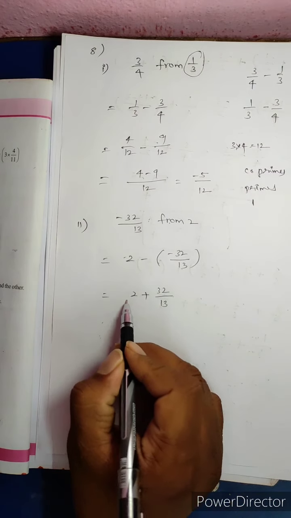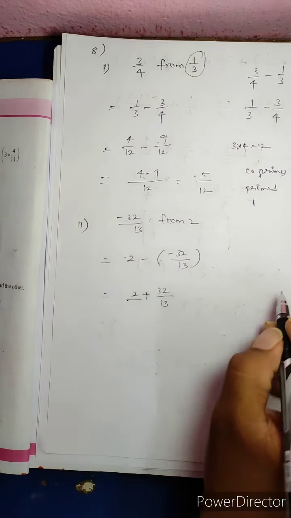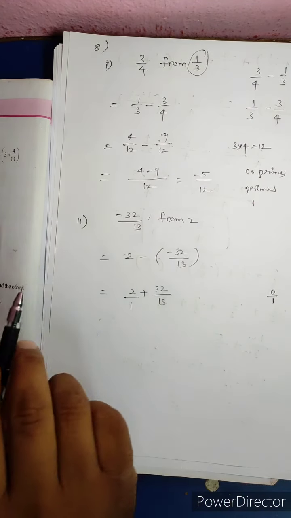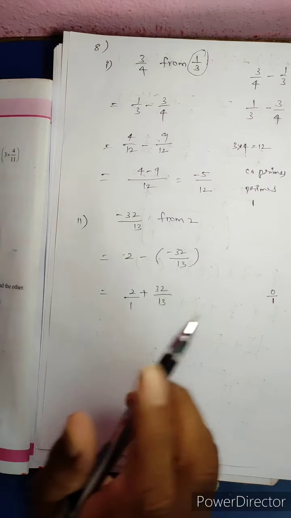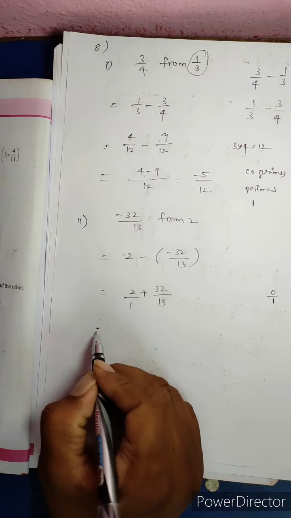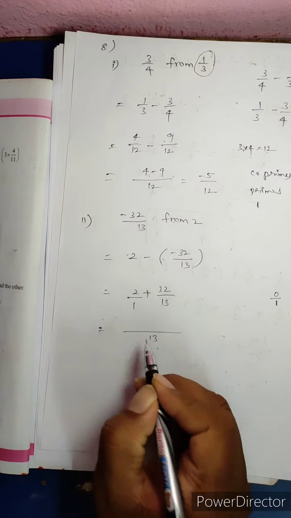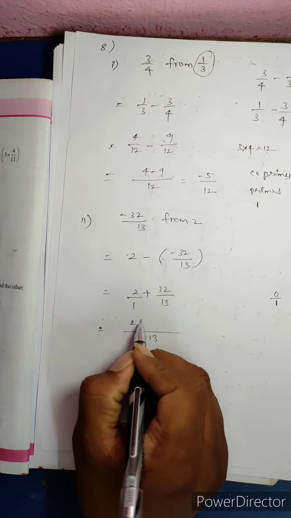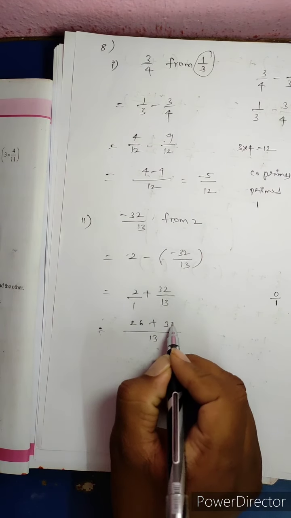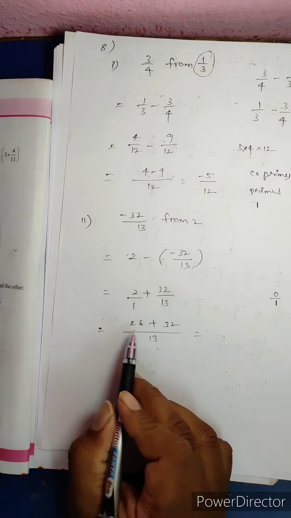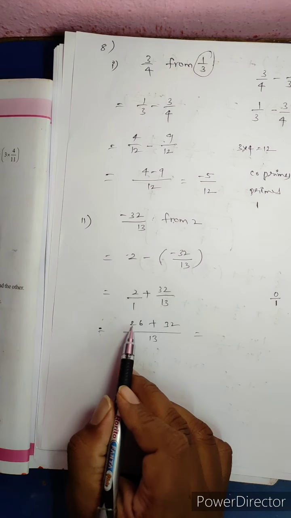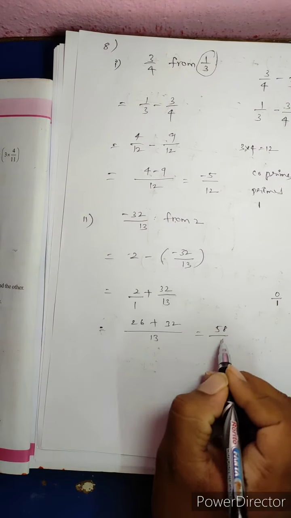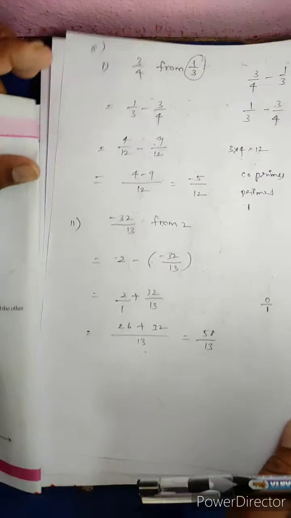What is the denominator for 2? For any number, 0 also, the denominator is always 1. If there is no number in the denominator place, we can write 1 as the denominator. Now 1, 13 LCM is 13. 1 13 is 13. 13 2s are 26, plus 13, 13 same. So write 32. 26 plus 32 is 58 by 13. This is the answer for the second one.